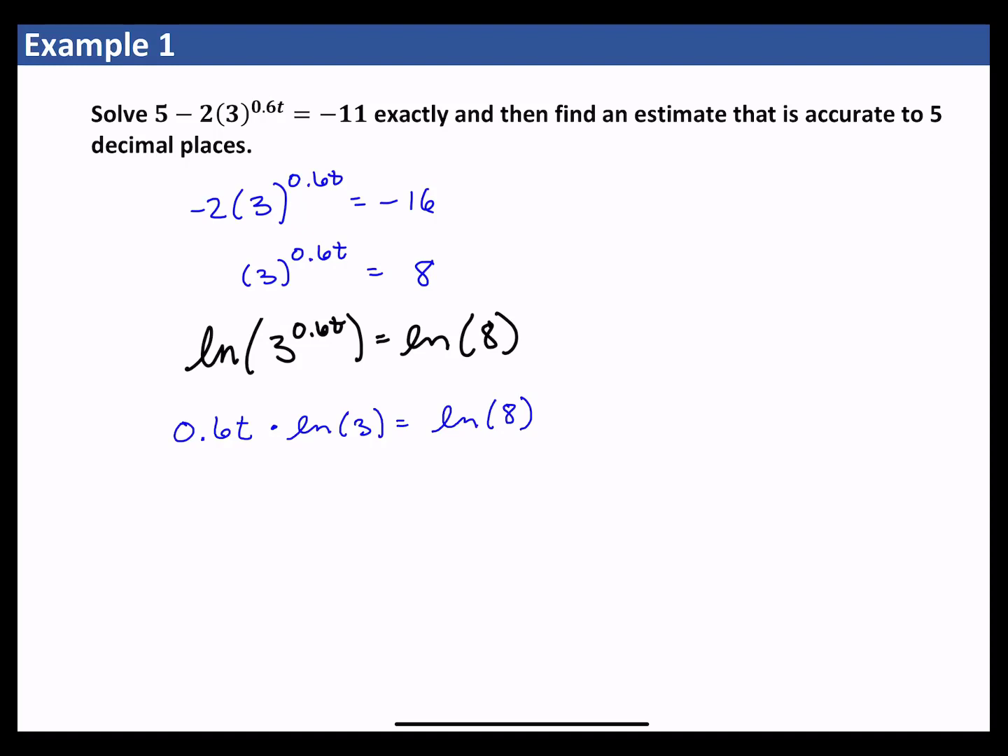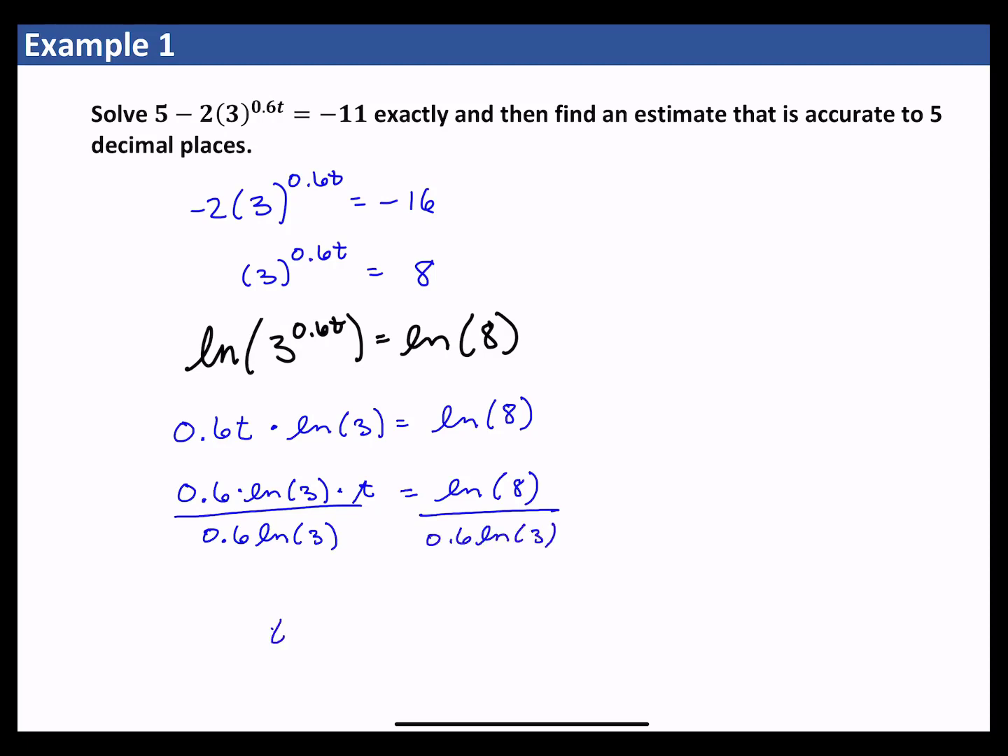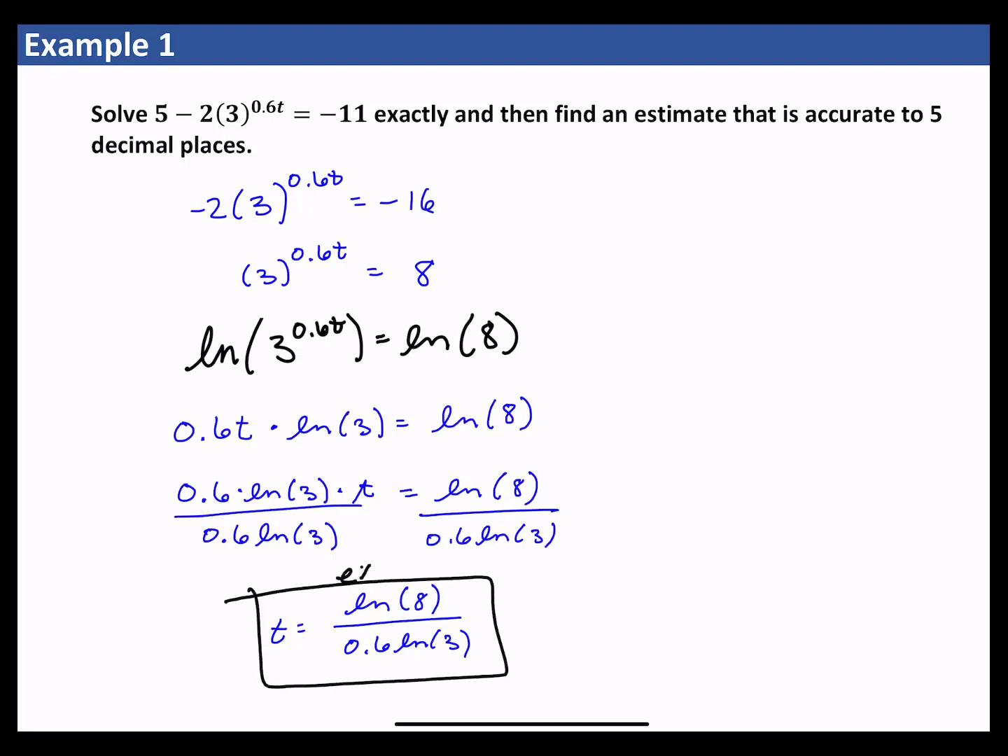Since multiplication is commutative, that is, the order of multiplication doesn't matter, we can also rewrite the left side as 0.6 times the natural log of 3 times t, which will equal the natural log of 8. So lastly, dividing both sides by the quantity 0.6 times the natural log of 3 results in t equals the natural log of 8 divided by 0.6 times the natural log of 3. And using a computation device such as a calculator or Desmos, you should be able to see that t is approximately 3.15465.